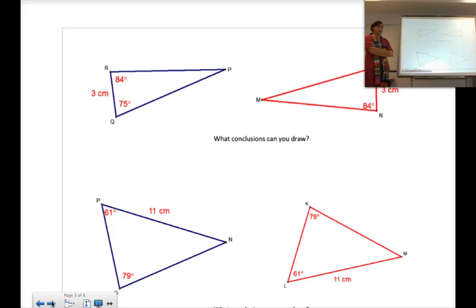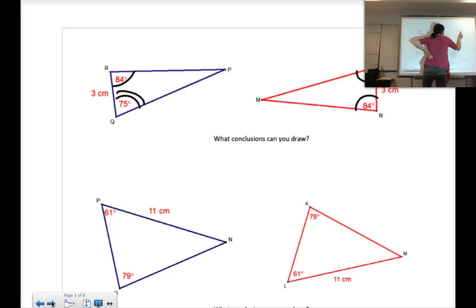Okay, mark up that diagram for me. Tick marks, A's and S's. What's this theorem called? Angle, side, angle.